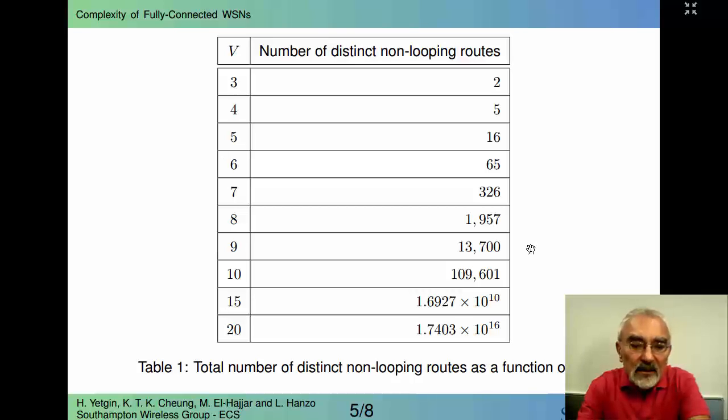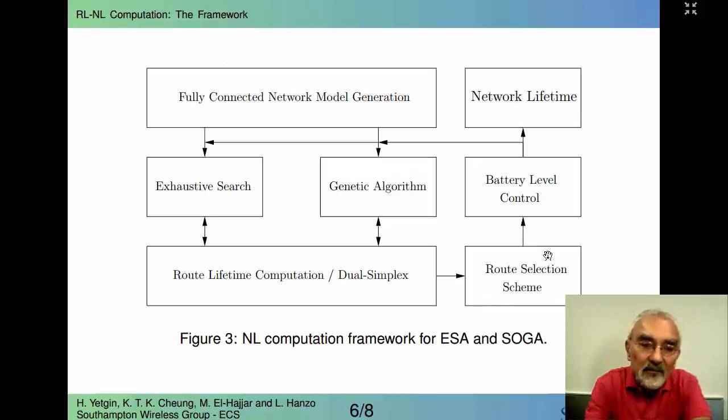the routing problem is of course a huge problem in connected sensor networks, and as the network size increases, the number of distinct non-looping routes increases dramatically, as seen in this little table. And so the full search-based brute force algorithm is typically unrealistic in practical applications, since, as I mentioned, a huge number of nodes has to be considered.